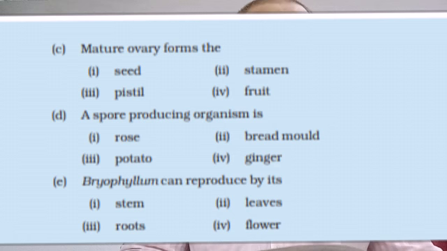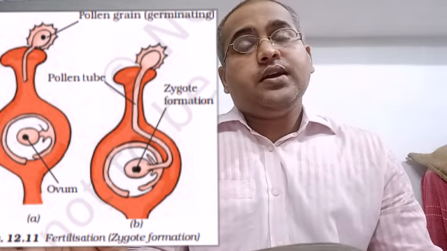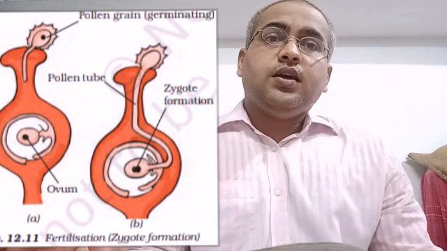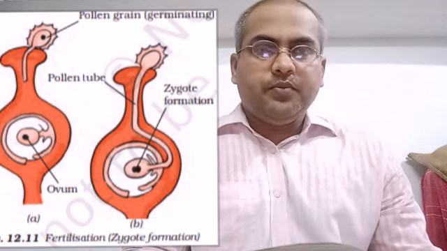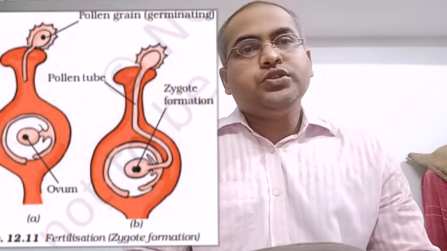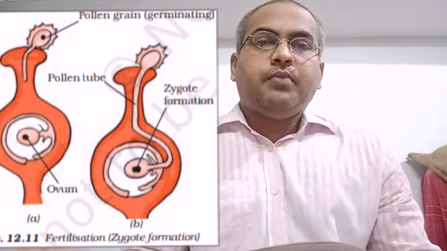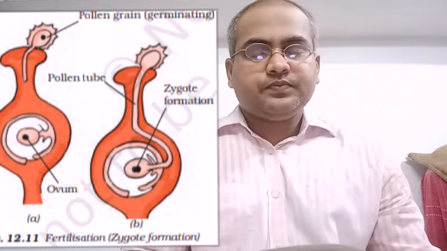Number D, a spore producing plant is bread mold. You can write the name also. Rhizopus is not given here, that is why I am using bread mold. Next, number E, Bryophyllum can reproduce by its leaves.